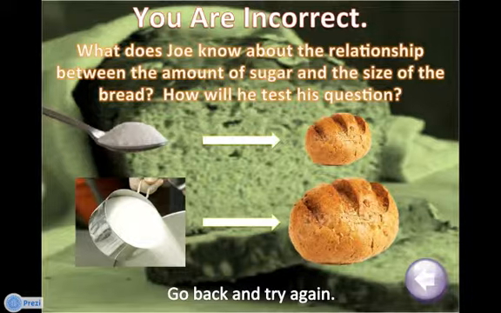On the slide shown, the teaspoon of sugar yields a smaller loaf of bread, while the cup of sugar yields a bigger loaf of bread. So the association that more sugar equals a large loaf of bread is made.